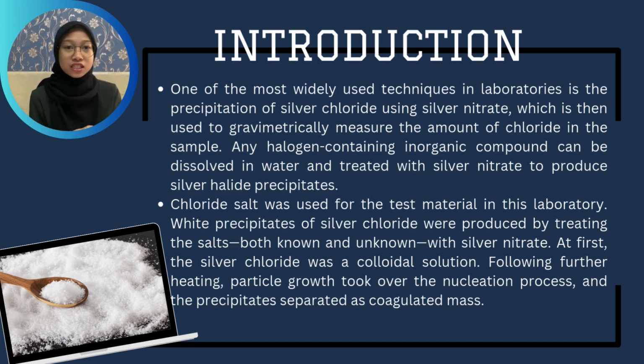Gravimetric analysis is a method in analytical chemistry to determine the quantity of analyte based on the mass of a solid. So chloride salt was used for the test material in this lab. White precipitates of silver chloride were produced by treating the salts, both known and unknown, with silver nitrate. At first, the silver chloride was a colloidal solution. Following further heating, particle growth took over the nucleation process and the precipitate separated as a coagulated mass.